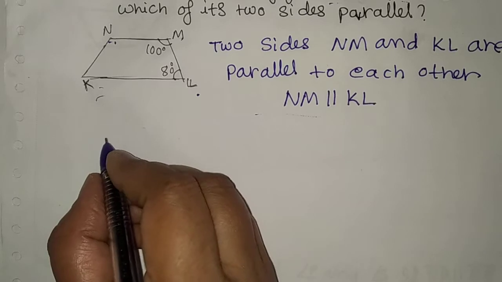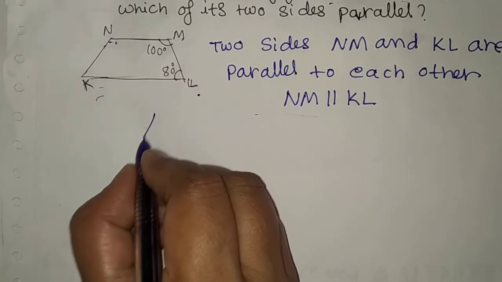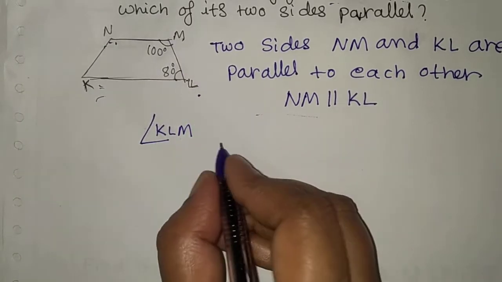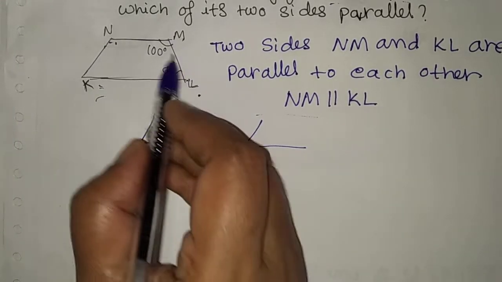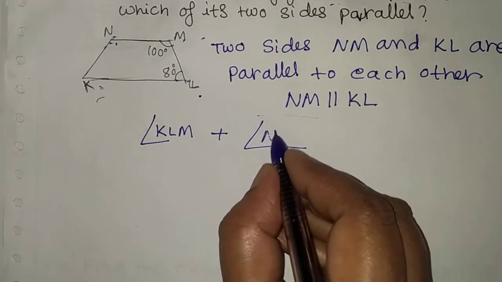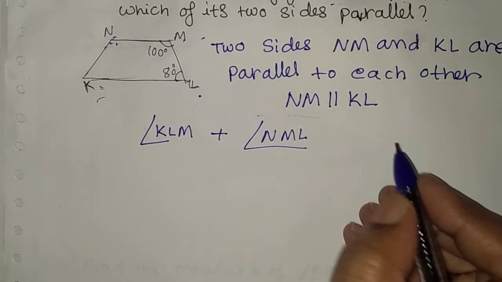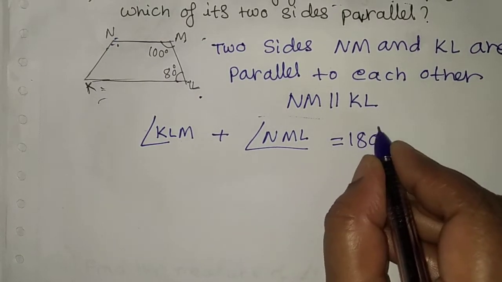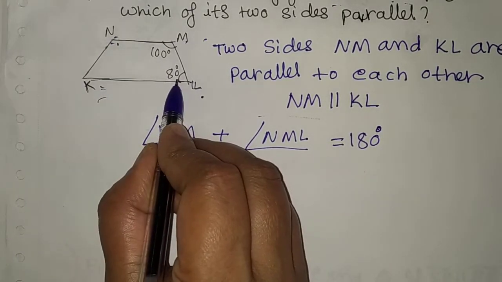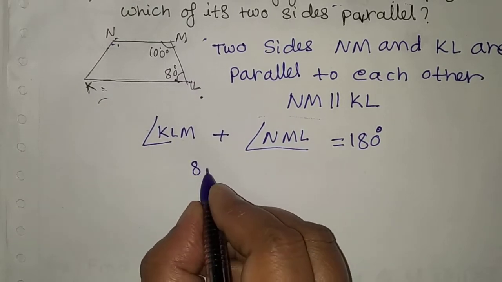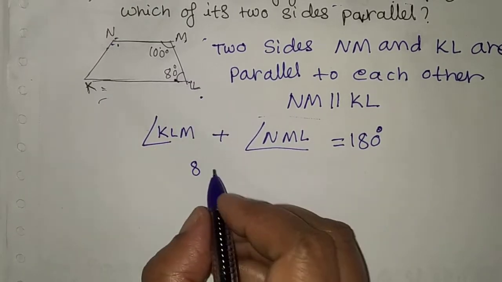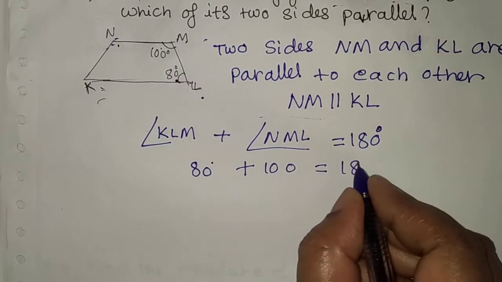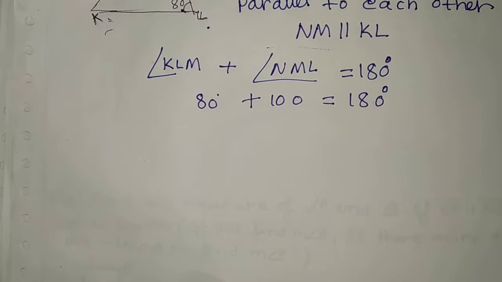Next step, we can write angle KLM plus angle NML is equal to 180 degrees. That is, 80 plus 100 will become how much? 180 degrees.